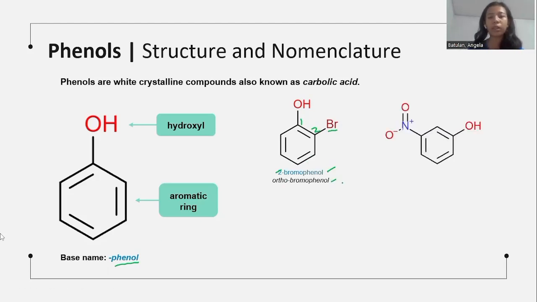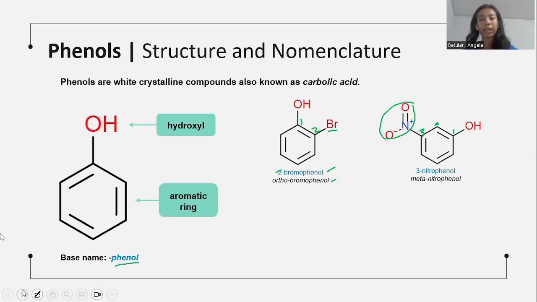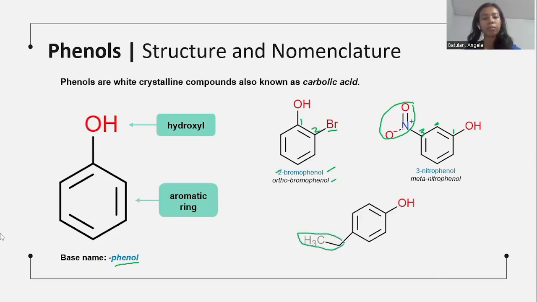The second structure naman, we have here a nitro substituent. So, ito 1, 2, 3, 1,3 substitution. So, IUPAC niya 3-nitrophenol. Tapos, ang common name is meta-nitrophenol. The third structure, we have an ethyl group na nasa carbon 4. So, IUPAC is 4-ethylphenol, pero ang common name is para-ethylphenol since 1,4 substitution.